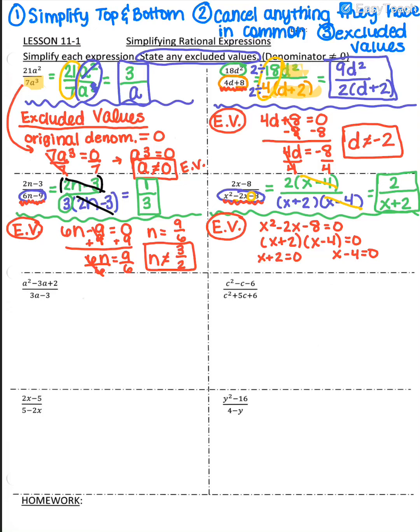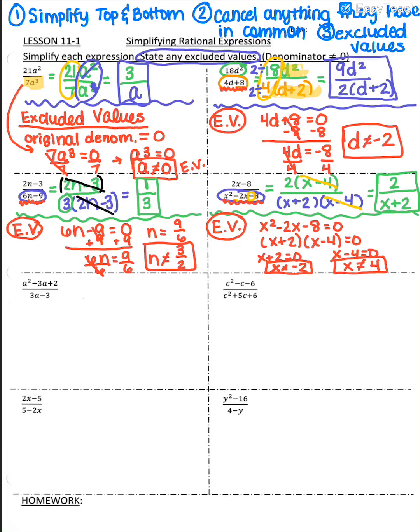And I'm going to save a little bit of space. Remember, to solve x plus 2 equals 0, we're just going to subtract 2 from both sides. So we get x cannot be equal to negative 2. And over here we would have x cannot be equal to 4. So you have 2 excluded values here, but that's okay. All right, so negative 2 and 4.